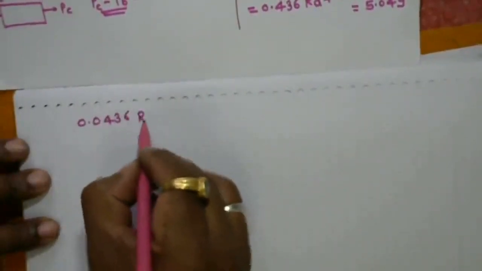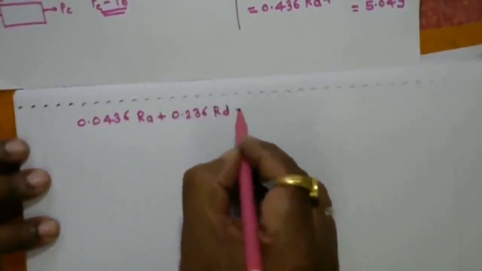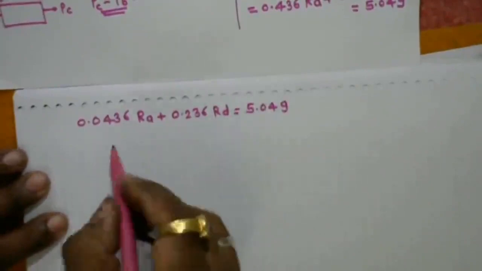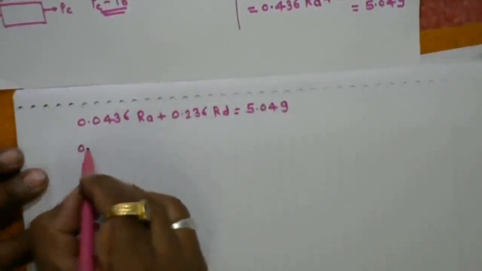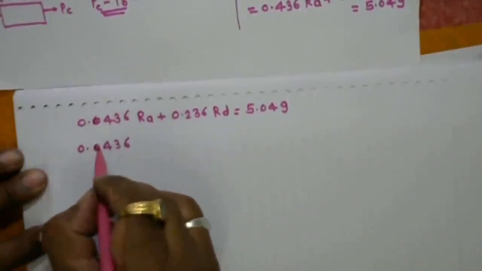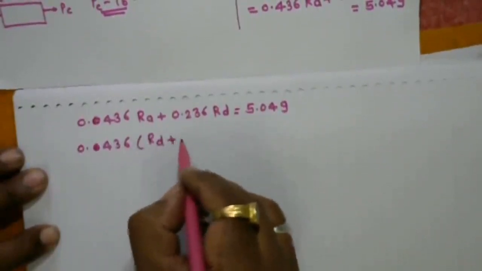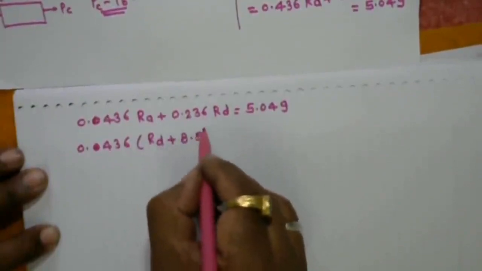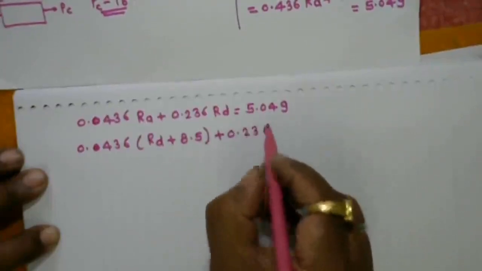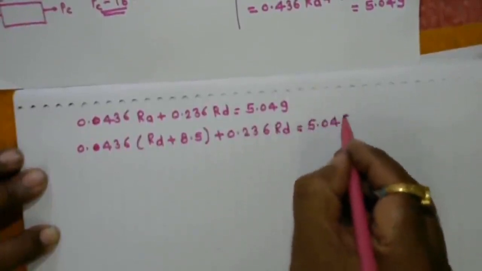0.436 RA plus 0.236 RD is equal to 5.049. So from equation number 1, we may put the value of RA. So 0.436 times RA means RD plus 8.5, plus 0.236 RD is equal to 5.049.